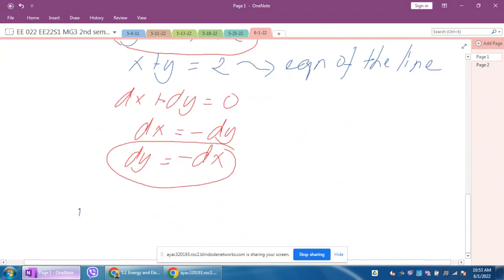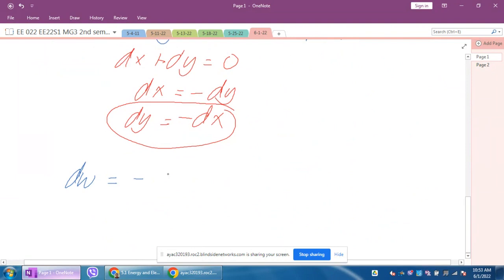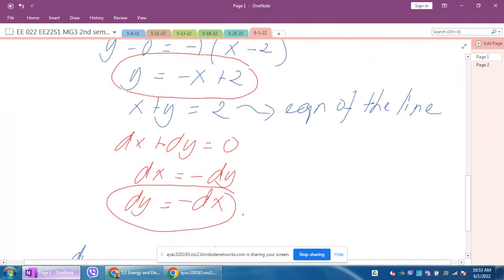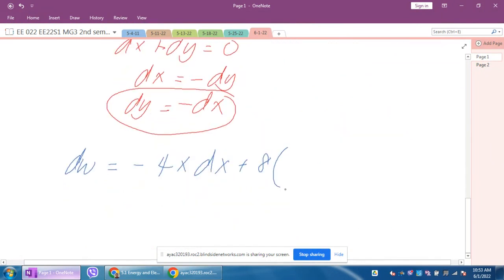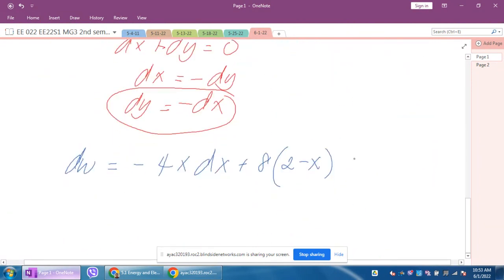So I have dw is equal to negative 4x dx plus 8. Palitan ko po yung y in terms of x. So that will be 2 minus x. Palitan ko po yung dy in terms of dx. That will be negative dx. Please, sabihan nyo lang po ako if you have questions. You call my attention. Okay.